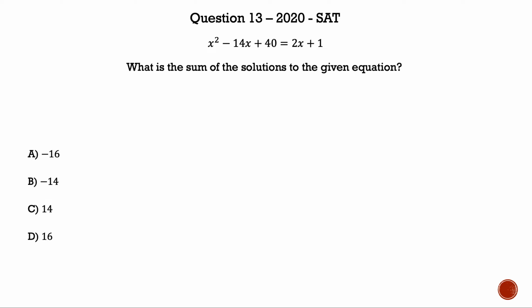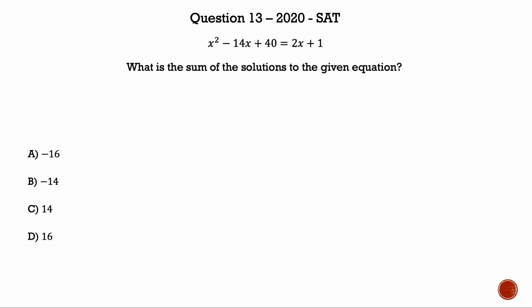Here we have question 13 of the 2022 SAT. What is the sum of the solutions to the given equation x squared minus 14x plus 40 is equal to 2x plus 1, where we have A is negative 16, B is negative 14, C is 14, and D is 16.